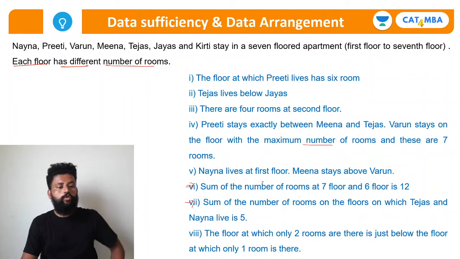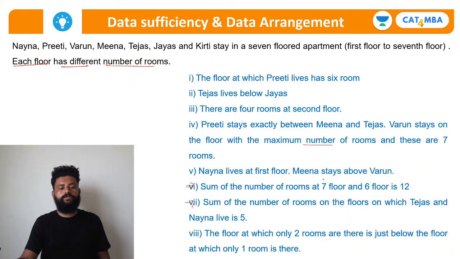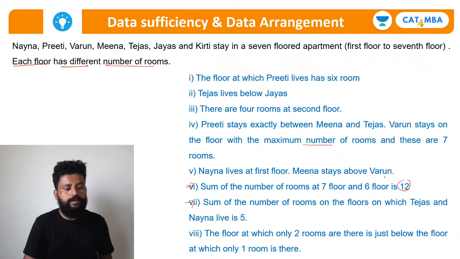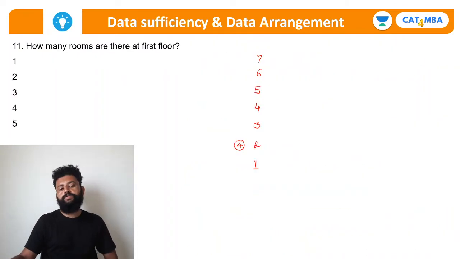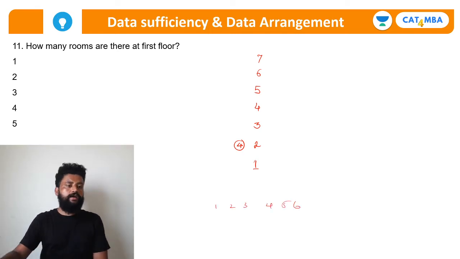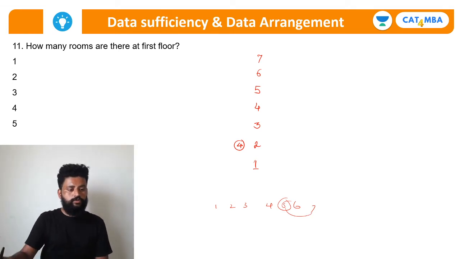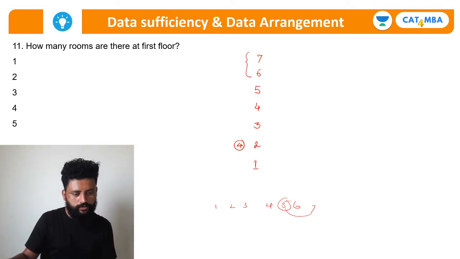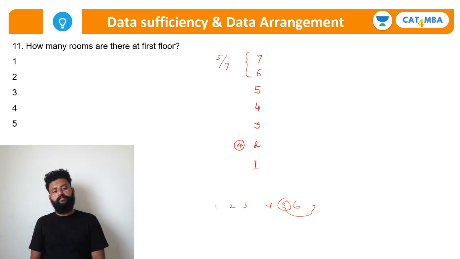So Varun, and we have one more clue: the sum of the number of rooms on the 7th and 6th floor is 12. Now understand one thing, the number of rooms is also different, so that will go 1, 2, 3, 4, up to 7. Now we are talking about the number of rooms. So what addition gives 12? 5 plus 7 is 12. So these 2 floors must have either 5 or 7 rooms.